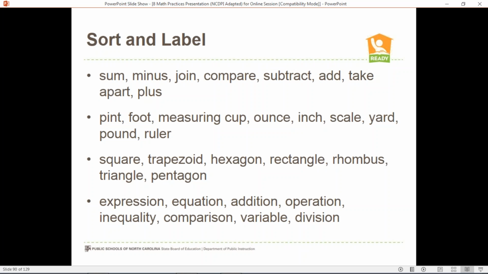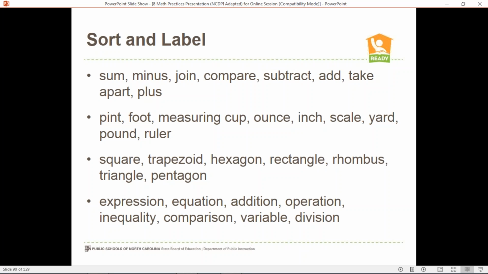If we were together, we would certainly do this with some cards. So we see that first one: sum, minus, join, compare, subtract, add, take away, apart, plus. And how are those related? Are they opposites? Are some of them opposites? Are they always opposites? What kind of problems could we build off of those?